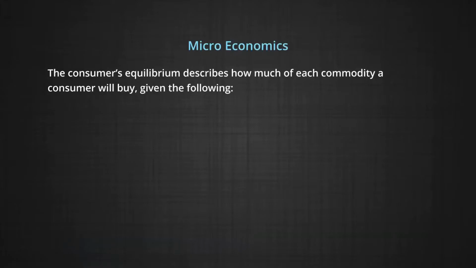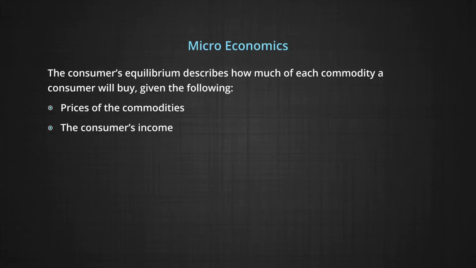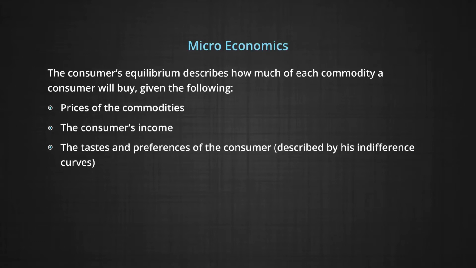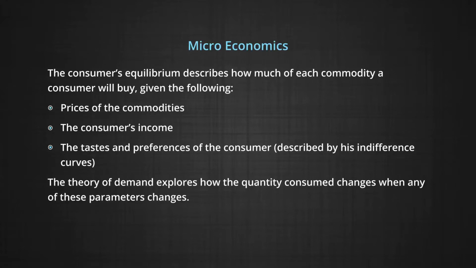The consumer's equilibrium describes how much of each commodity a consumer will buy given the following: A. Prices of commodities, B. The consumer's income, and C. The tastes and preferences of the consumer as described by his indifference curves. The theory of demand explores how the quantity consumed changes when any of these parameters change. So let us recap the consumer's equilibrium.